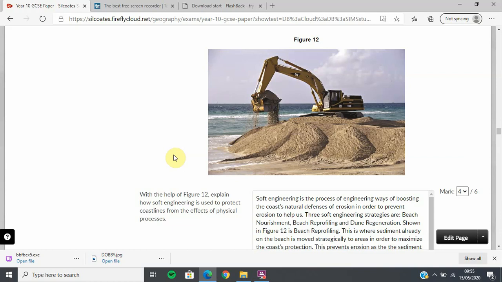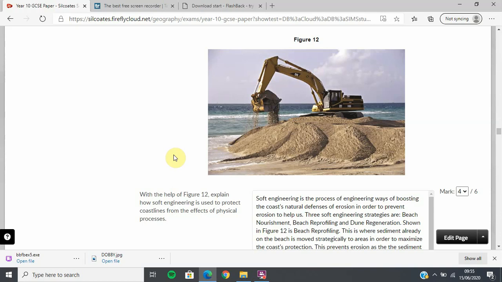So notice how I'm putting in my own knowledge here as well. I'm wanting to get 6 marks, aren't I? I'm not wanting to get 2 marks or 3 for giving the right answer. I want to get 6 marks by expanding my answer, showing my geographical knowledge. So the sand is added to the beach, and this is then reprofiled.